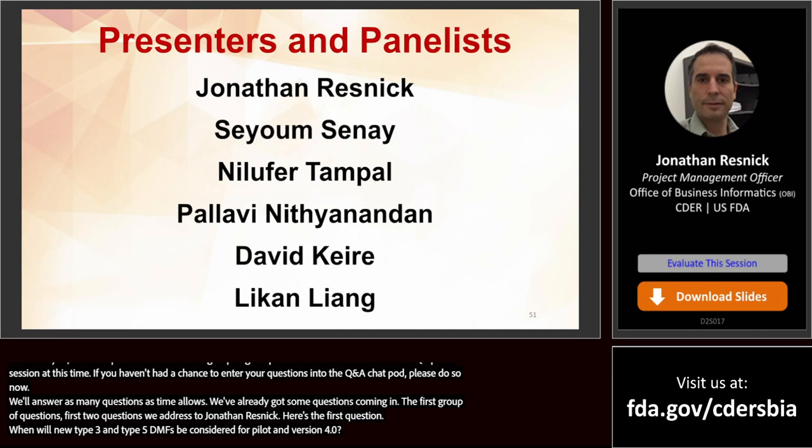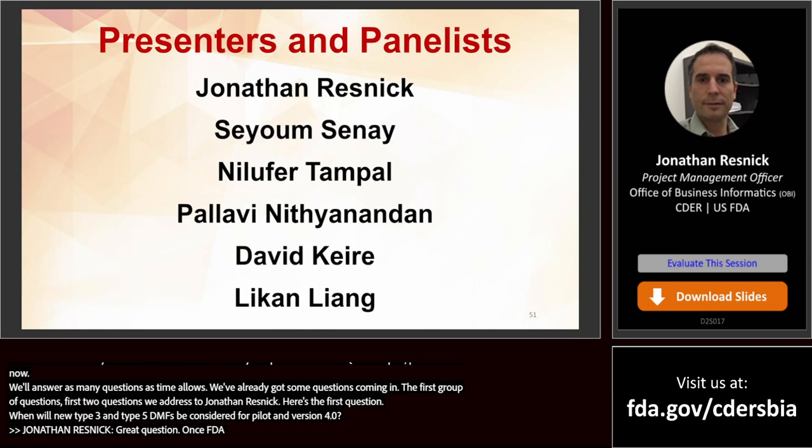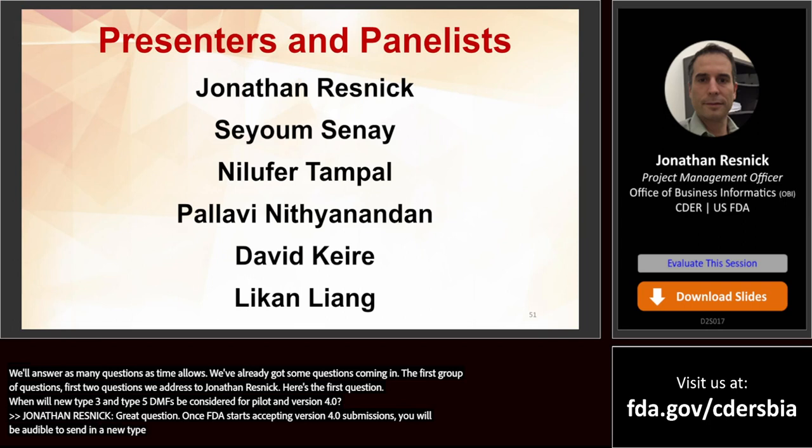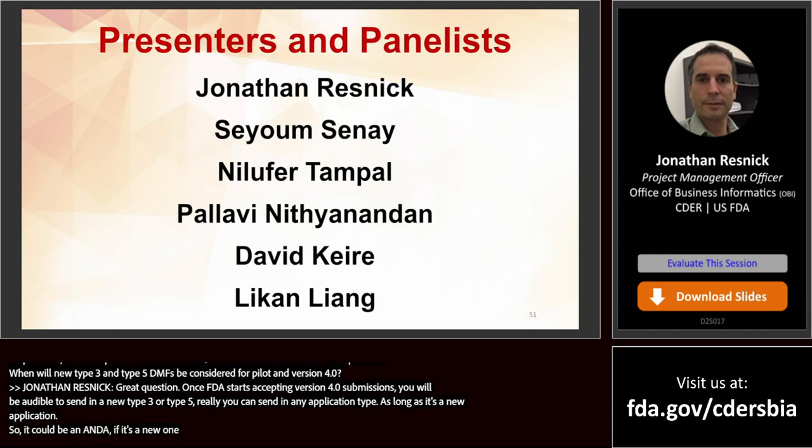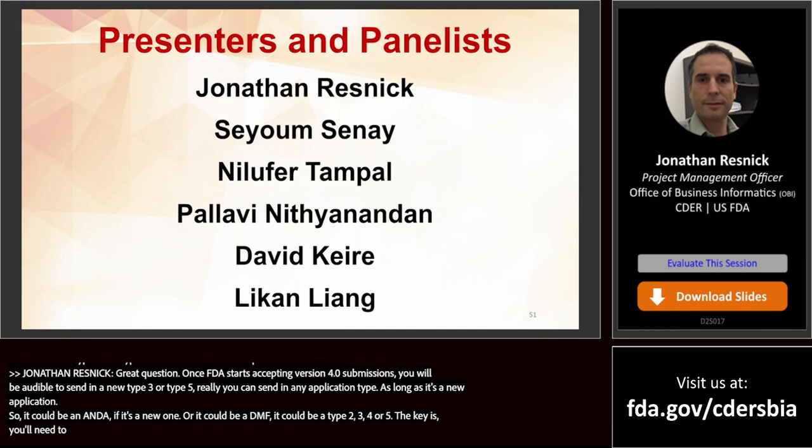Great question. So once FDA starts accepting version 4.0 submissions, you will be able to send in a new Type 3 or Type 5. Really, you can send in any application type as long as it's a new application. So it could be an ANDA, if it's a new one, or it could be a DMF. It could be a Type 2, 3, 4, or 5. The key is you'll need to wait until FDA announces that we are accepting those voluntary 4.0 submissions, which in all likelihood probably won't be until early next year.